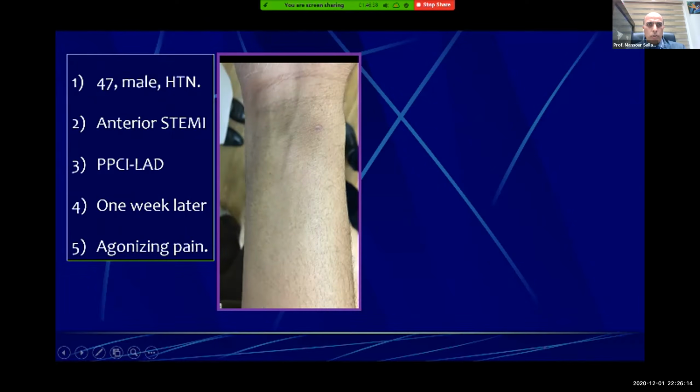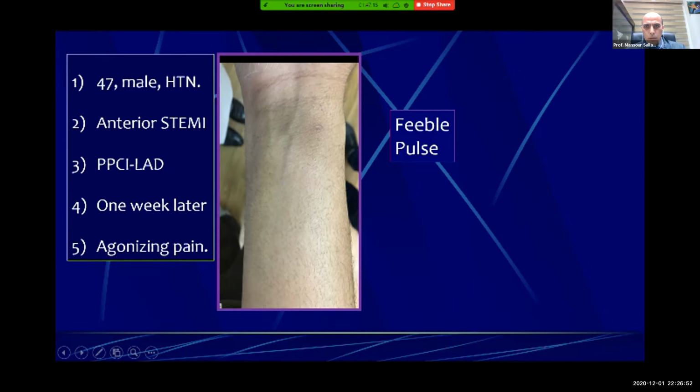Just look at this patient, a 47-year-old male hypertensive patient who presented with anterior ST-segment elevation myocardial infarction. I was on call, so I asked my junior to start the procedure. When I finished, I went to the cath lab and found he had almost done the diagnostic coronary angiography. I was behind him. I didn't scrub. I let him complete the procedure. One week later, the patient came with agonizing hand and forearm pain. I examined the patient and found a feeble pulse.